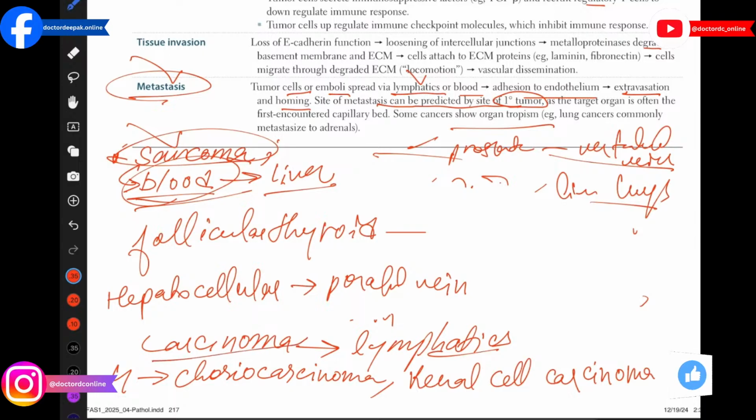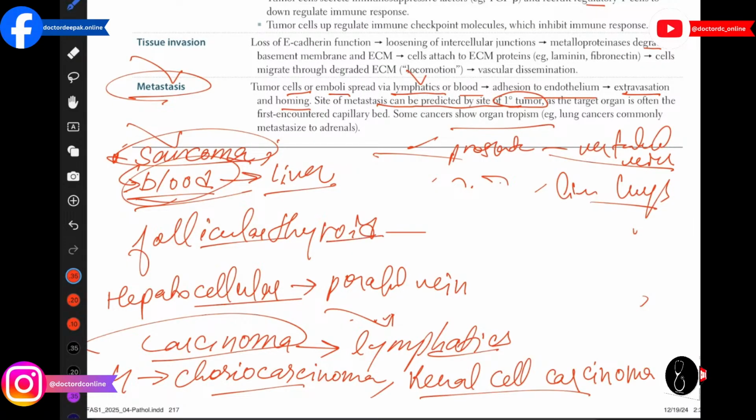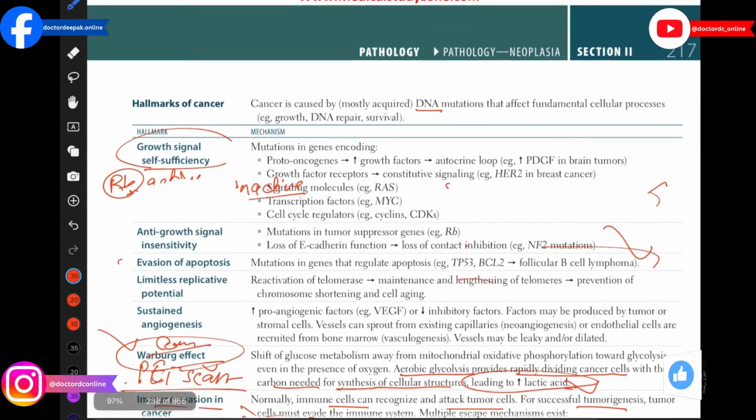And all the carcinomas go by the lymphatic route, but there are exceptions: choriocarcinoma, renal cell carcinoma, hepatocellular carcinoma, and follicular thyroid carcinoma. And that's all about metastasis and the hallmarks of cancer.